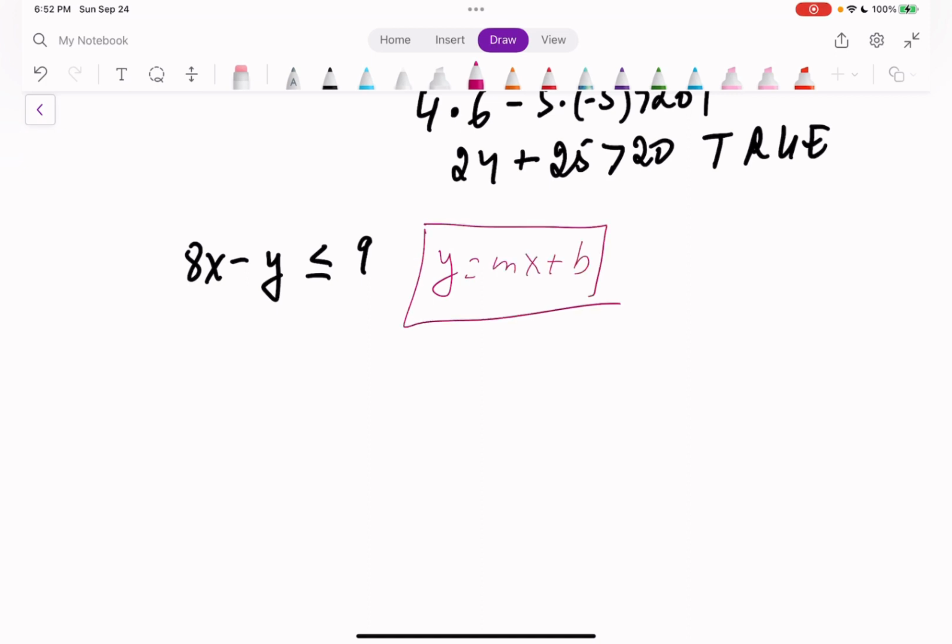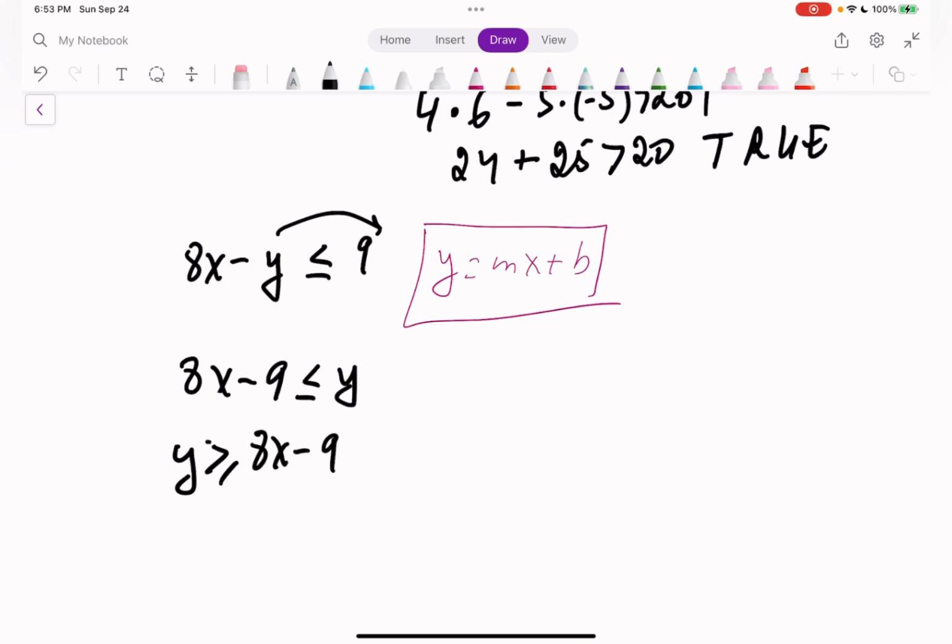So how much is my y here? If I move y to this side, it's going to be 8x minus 9 is less or equal y. Or I can represent it this way: y is greater or equal 8x minus 9.